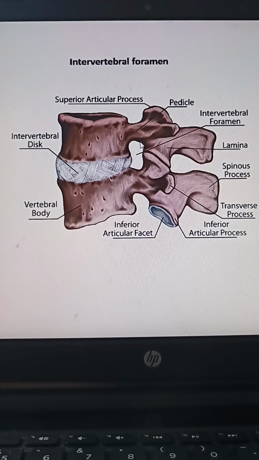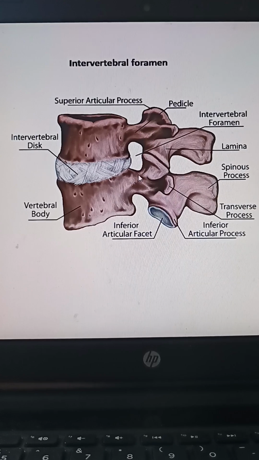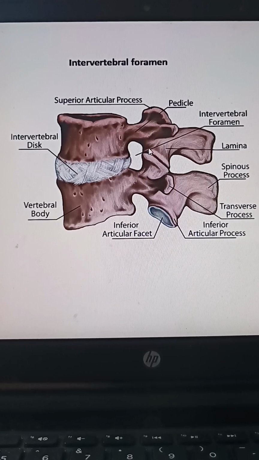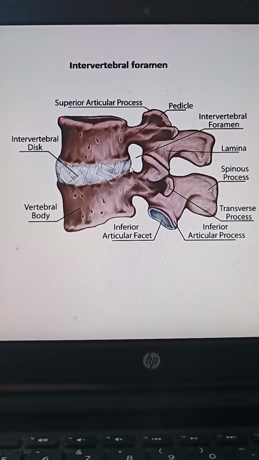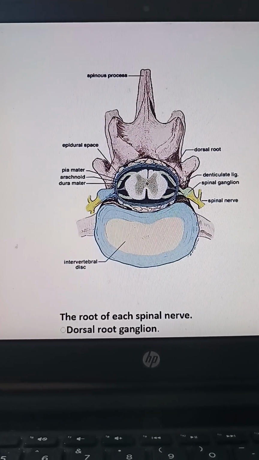And above you have the pedicles, the superior pedicle and the inferior pedicle, which form a notch, the superior notch and the inferior notch. And behind you have the vertebral bodies and the facets articulating. So this is the boundary of the intervertebral foramen. What constitutes the intervertebral foramen?